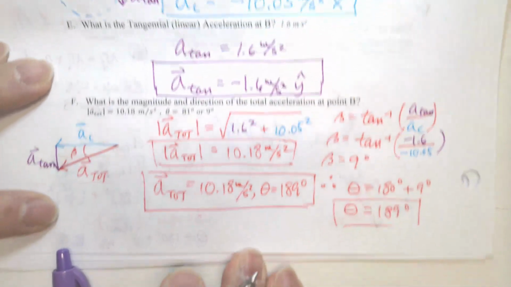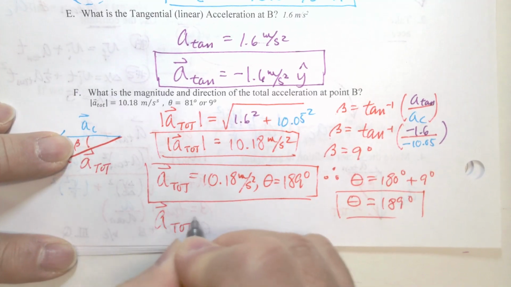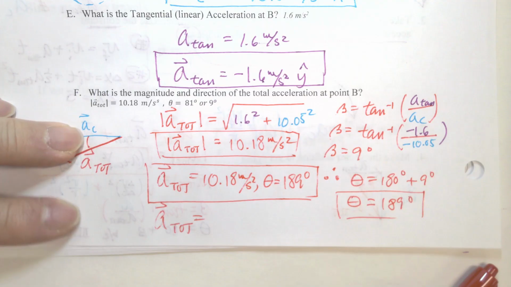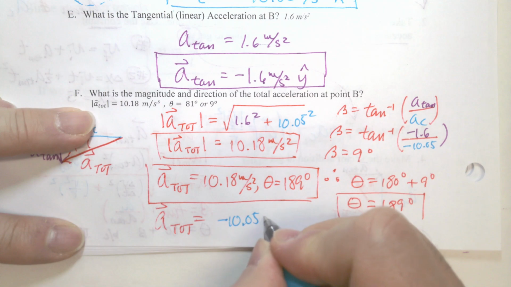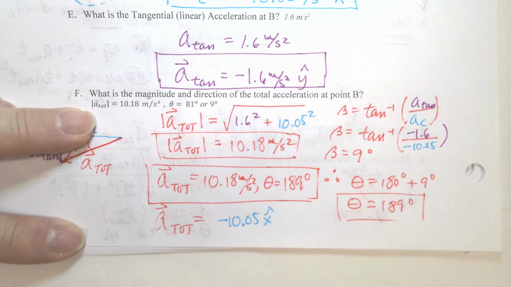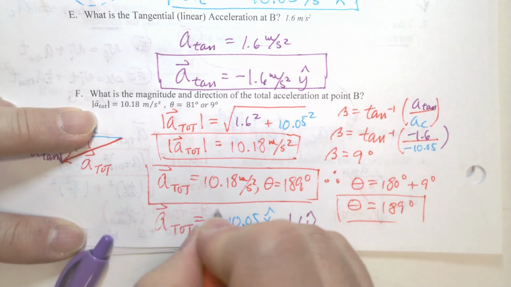Or if you want to put this in Cartesian form, you simply say negative 10.05 x hat minus 1.6 y hat meters per second squared.